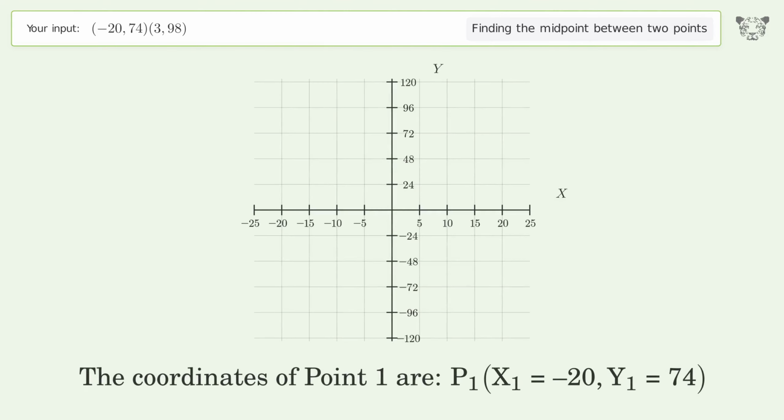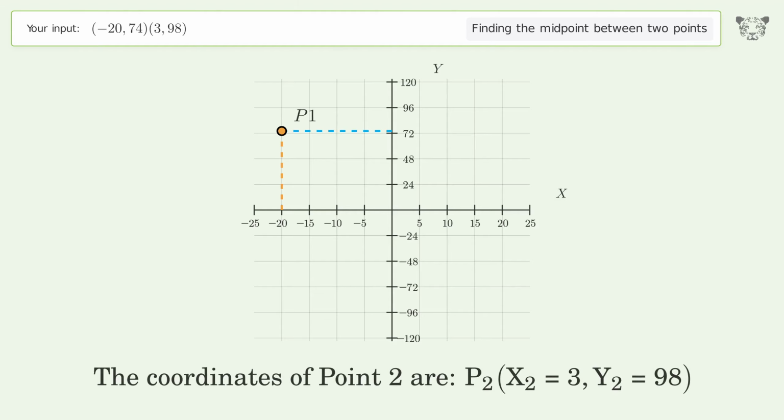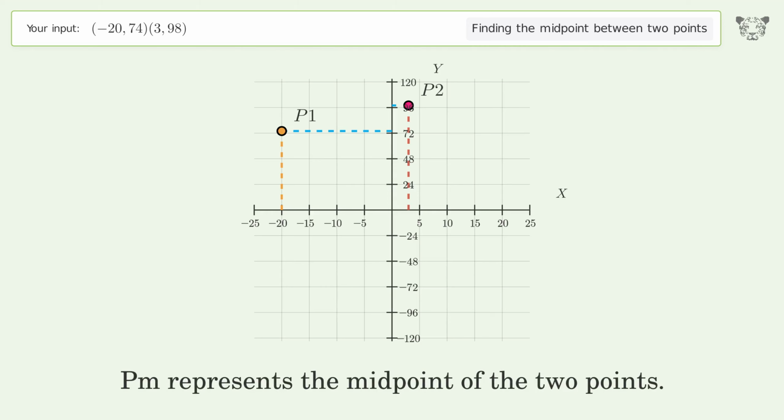The coordinates of point 1 are x1 equals -20, y1 equals 74. The coordinates of point 2 are x2 equals 3, y2 equals 98. PM represents the midpoint of the 2 points.